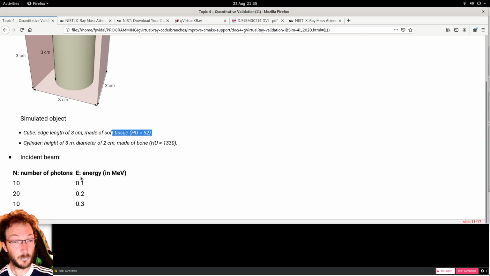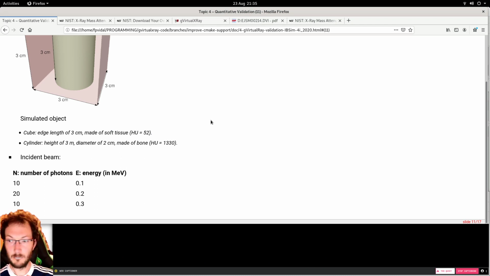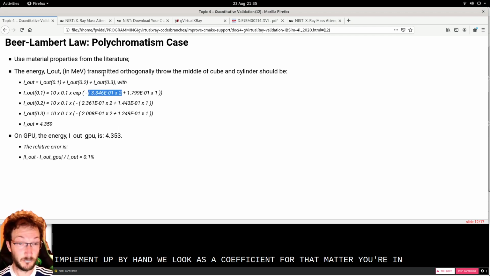We implement a polychromatic Beer-Lambert law, so there are 3 different images. We have 10 photons of 0.1 MeV, 20 photons of 0.2 MeV, and 10 photons of 0.3 MeV. Basically, we implement that Beer-Lambert law, we solve it by hand, we look at the coefficient for that material in the literature, and this is what we got.